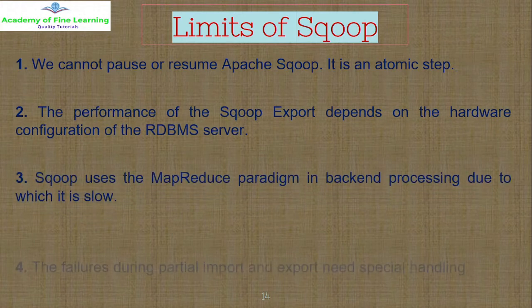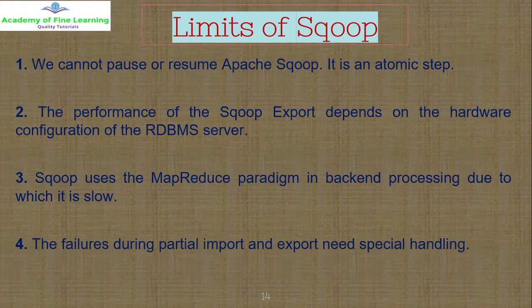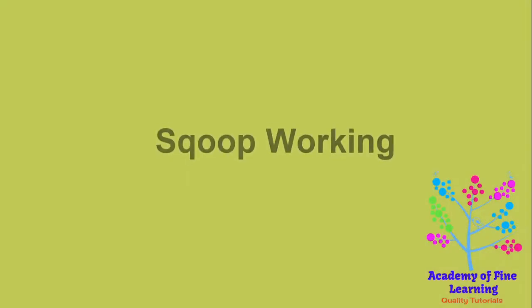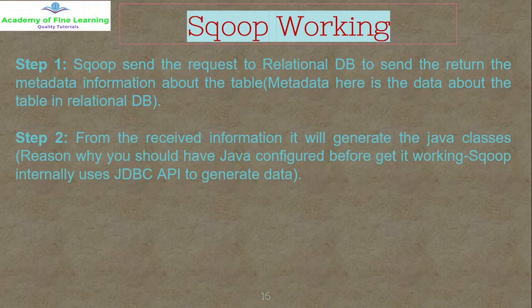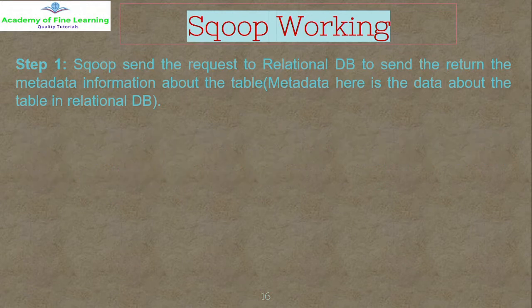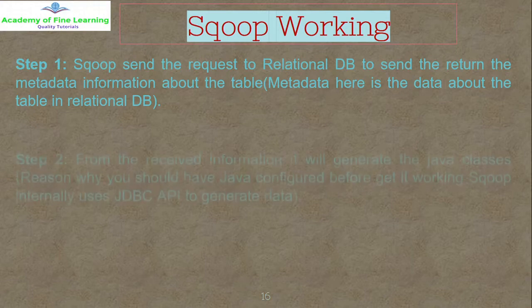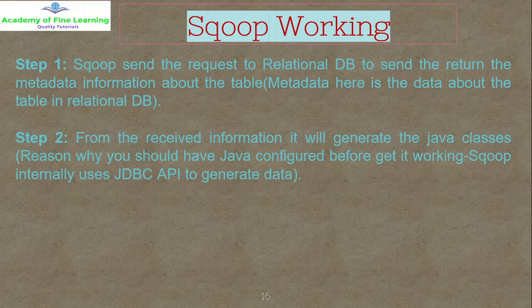Now, how Sqoop works basically. First, we can explain it in a few steps. In the first step, Sqoop will send a request to the RDBMS to send the metadata information, because metadata means the data about the data. First you will get the metadata. Next, when you get the metadata, it will generate Java classes. So without installing Java in your system, you cannot use Sqoop.